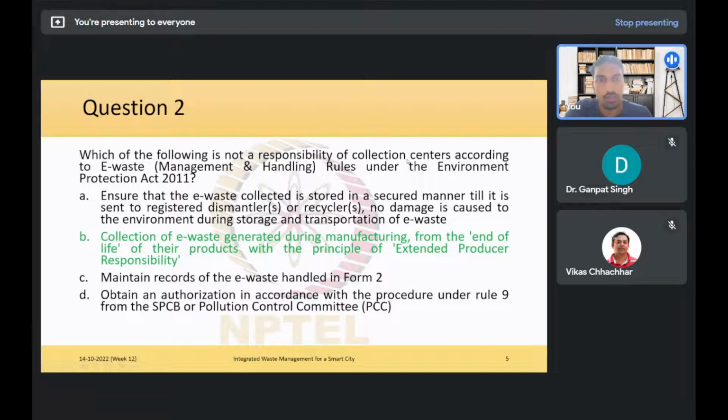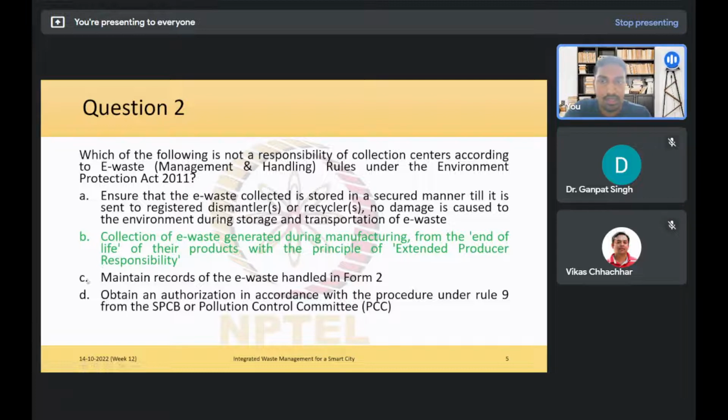So their sole process is to collect the e-waste from the consumers, right? And then keep it stored until it is transported for further processing, either by the dismantlers or the recyclers, right? So that is the role of a collection center. Their role is only to collect the e-waste and store it, and then transport it to a dismantler or recycler as it is deemed necessary, right? So that is actually the responsibility of the collection center.